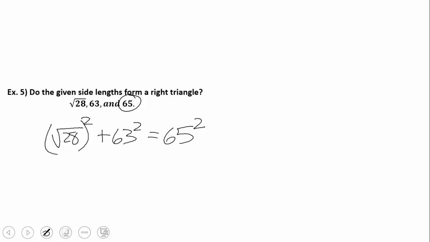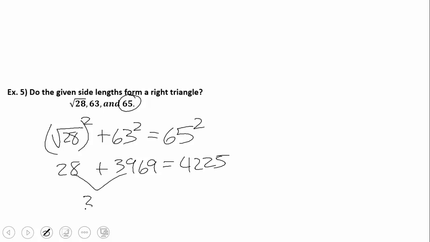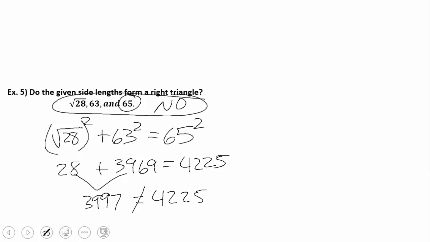And we've already learned, when you square a number after you take its square root, it's the number on the inside. It's the radicand. Plus, well, 63 squared is 3,969. And 65 squared is 4,225. When I add those two numbers, I only get 3,997. Is it equal to 4,225? No. N-O. This is no. It's not a right triangle.